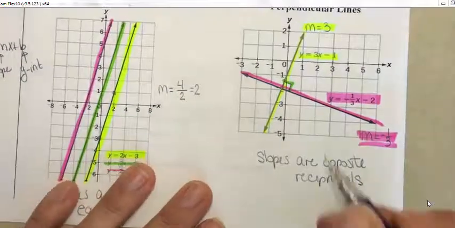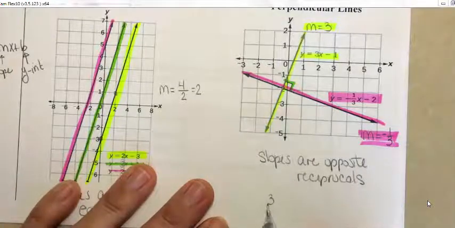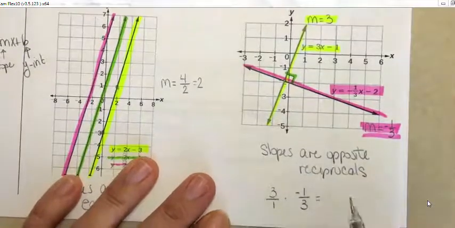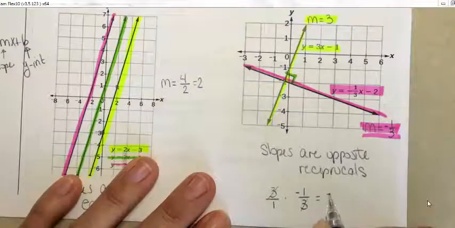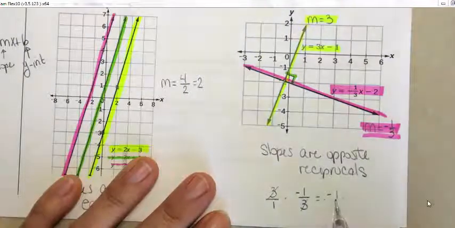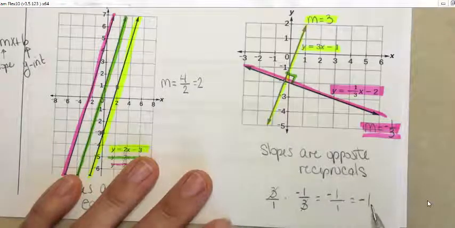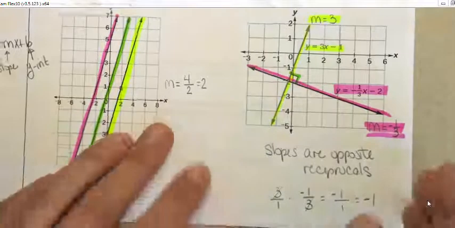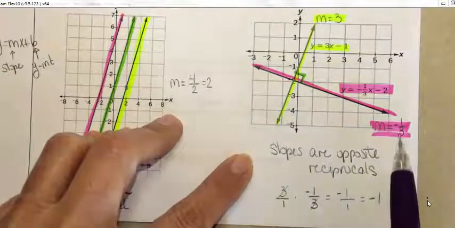Let me prove that to you. So we can say that this times this, the product, right? Or 3/1 times -1/3. The product of that is in fact -1. Right? These reduce and you're just left with -1/1, which is the same as -1. So sometimes some textbooks, they will say perpendicular lines, the product of the slopes is equal to -1.